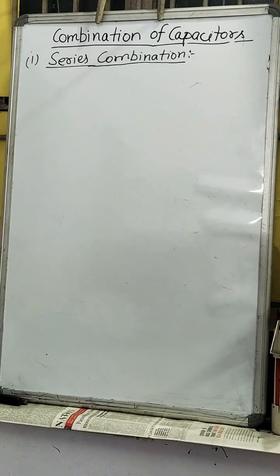It is the most important theory for the numericals. So we will first study the theory, then we will discuss how we can use it in the numericals. So let's study the combination of capacitors. There are two types of combinations of capacitors. One is series and the second is parallel.